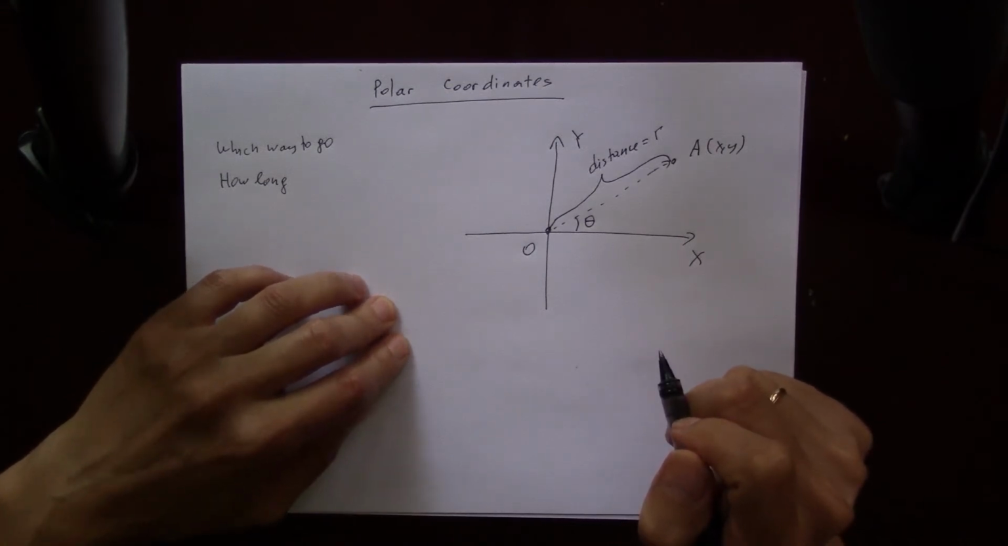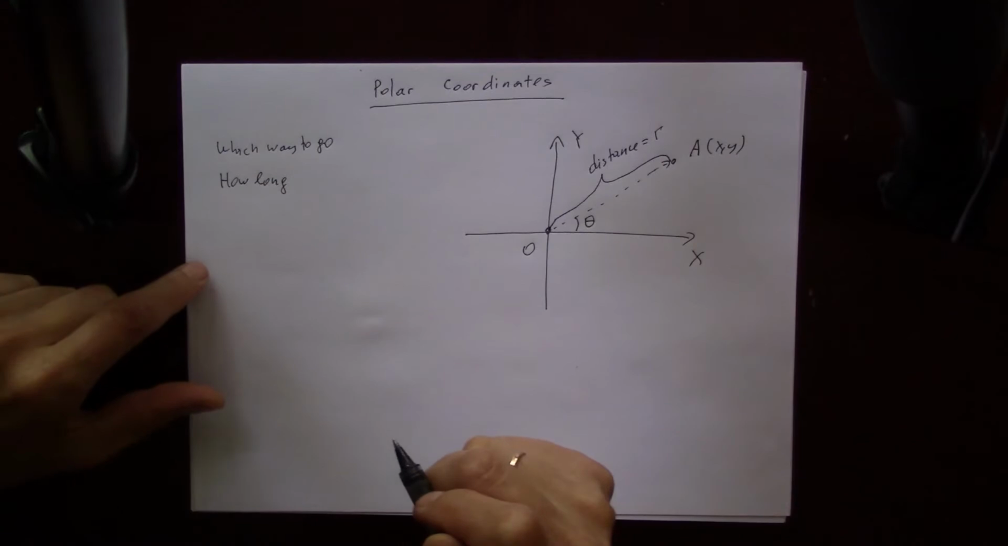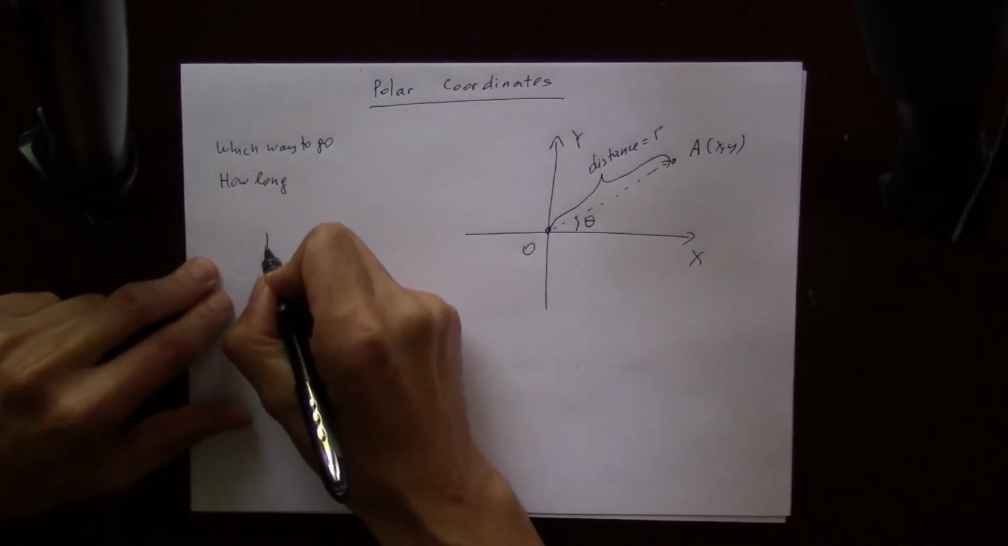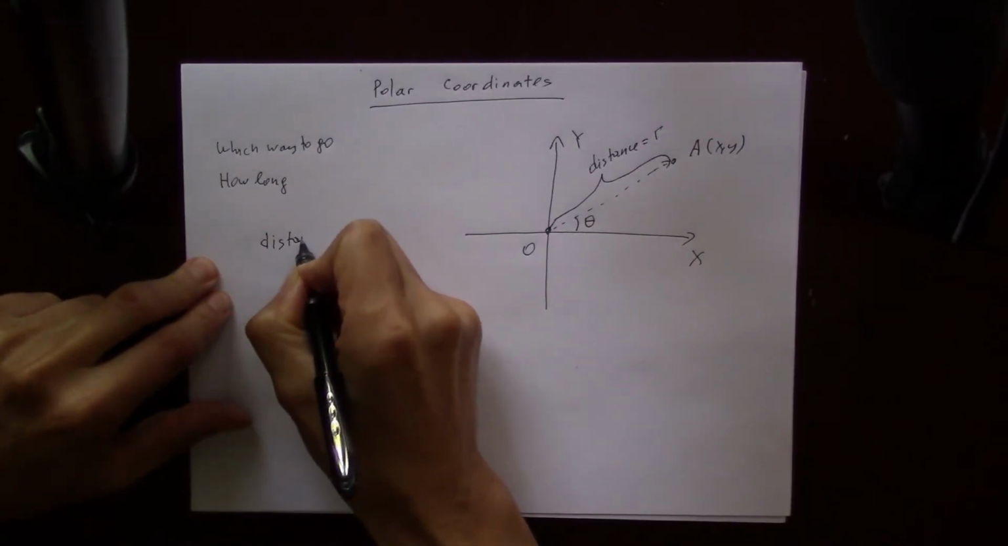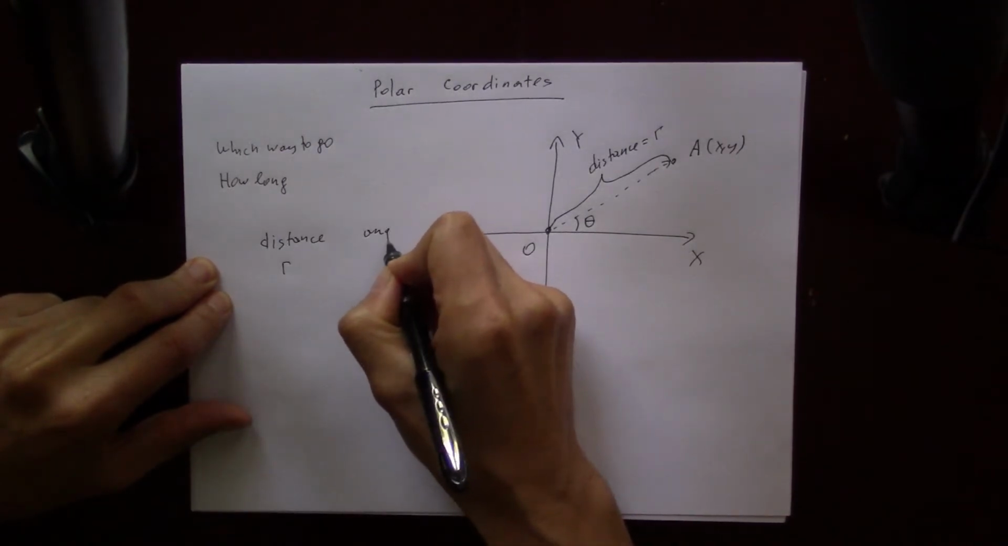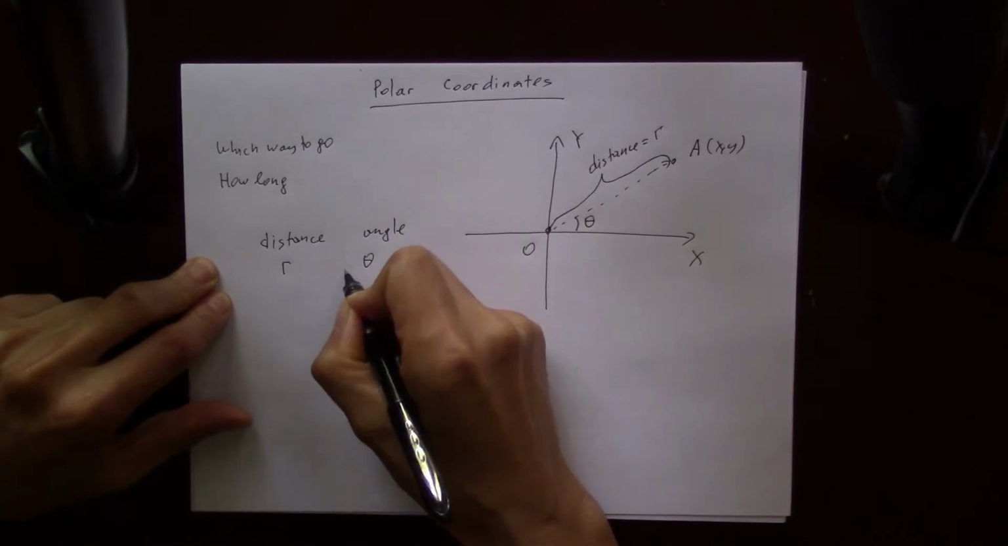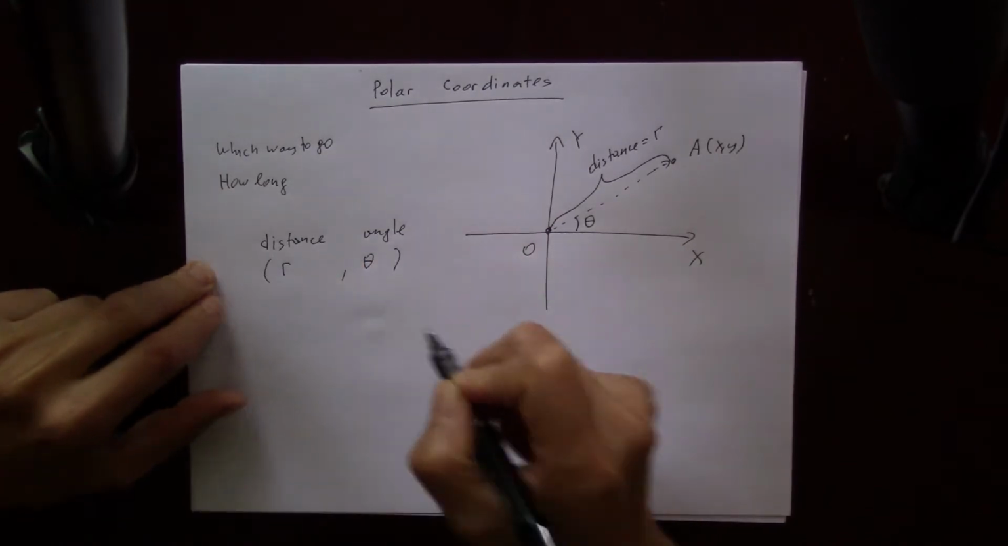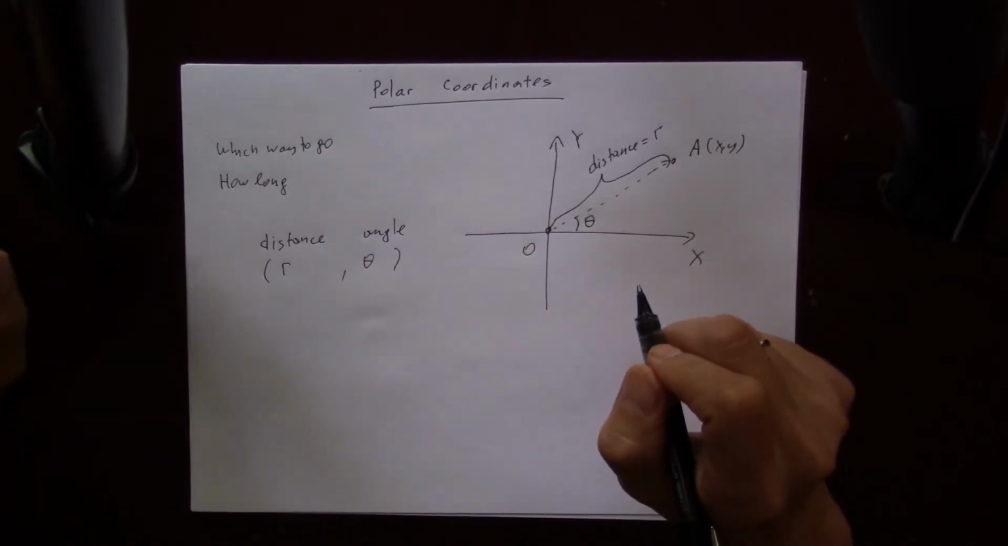So polar coordinates is going to consist of a pair: distance, which is how long, and angle, which is direction, theta. So polar coordinates consist of the pair r and theta.